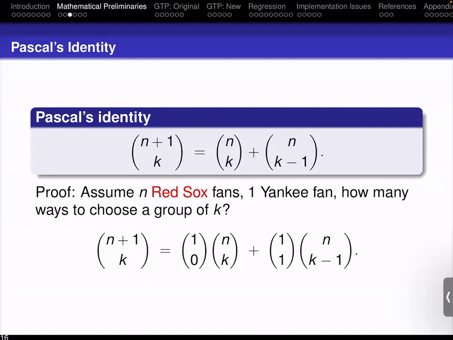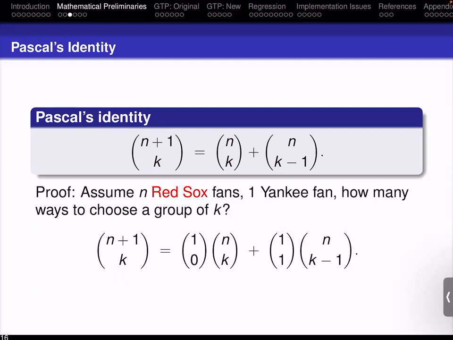All right, well, how can I form a group of k fans from n plus 1? I could be in the situation where I fortunately don't have the Yankee fan. So if I don't have the Yankee fan, there's 1 possible Yankee fan. I don't choose them. That's 1 choose 0. And now I have n Red Sox fans left, and I have to choose k people. It's times n choose k. Or I could choose the Yankee fan, that's 1 choose 1. And then I have n Red Sox fans. How many people do I have to choose at this point? k minus 1. And there's the proof.